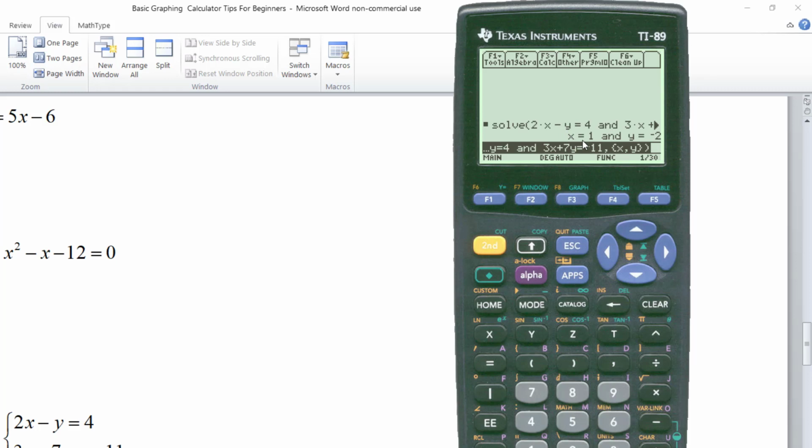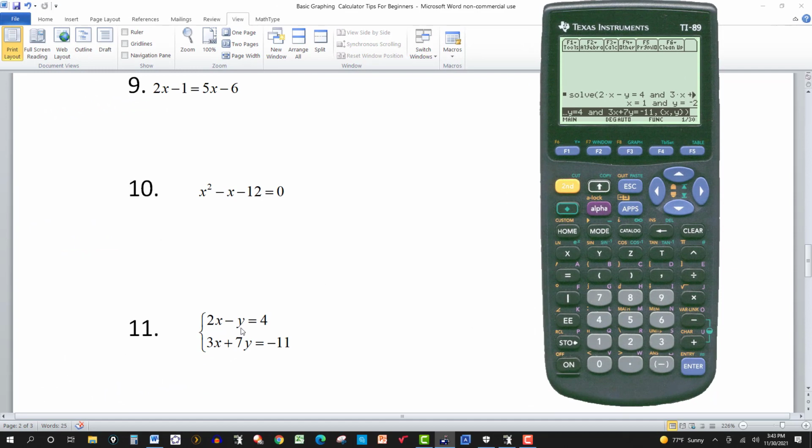So this tells me that x equal 1, y equal negative 2. That's the ordered pair, 1 comma negative 2. Notice it works. If I put a 1 where the x is, that'll give me a 2 there. A negative 2 minus my negative 2 is a 2, so 2 and 2 is 4. Checks.